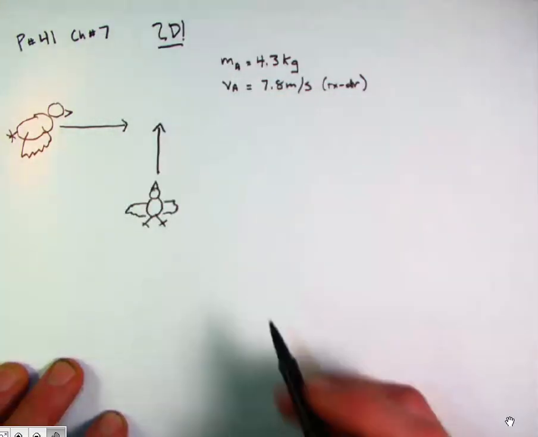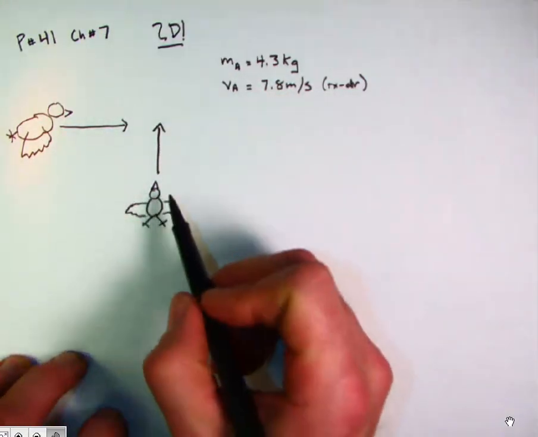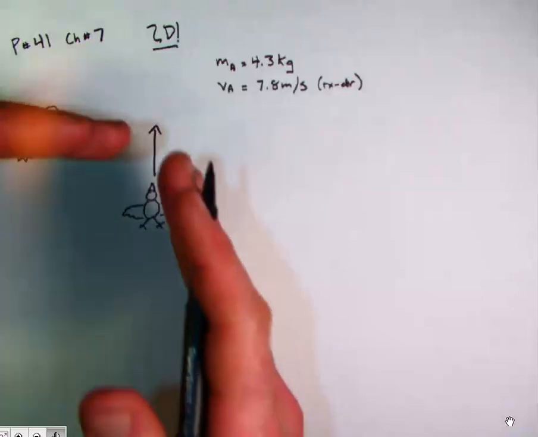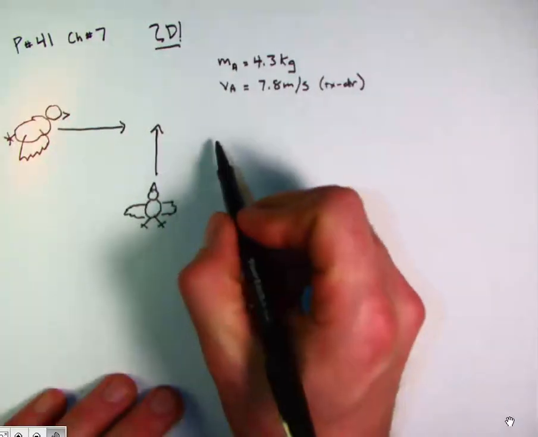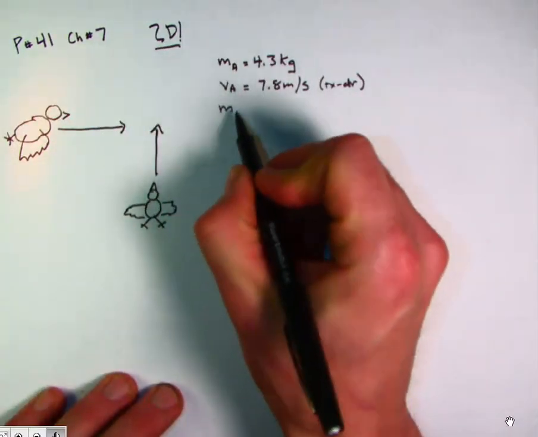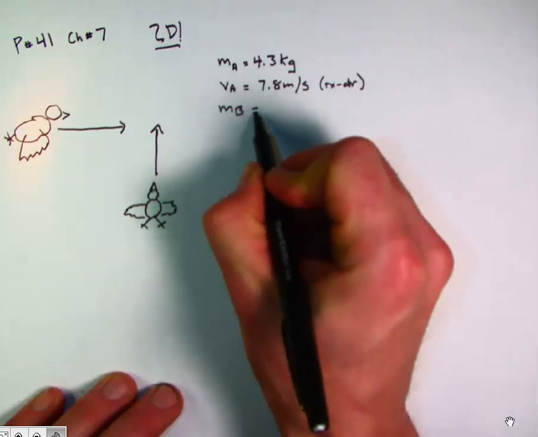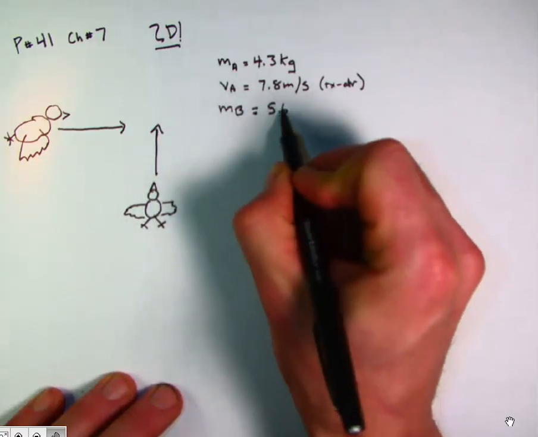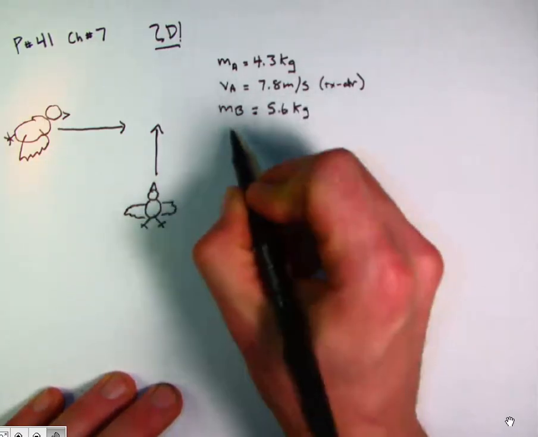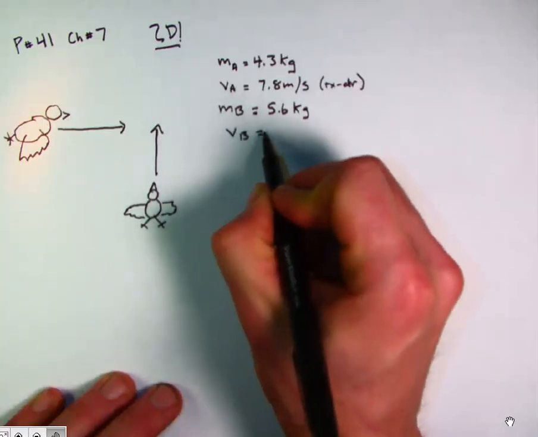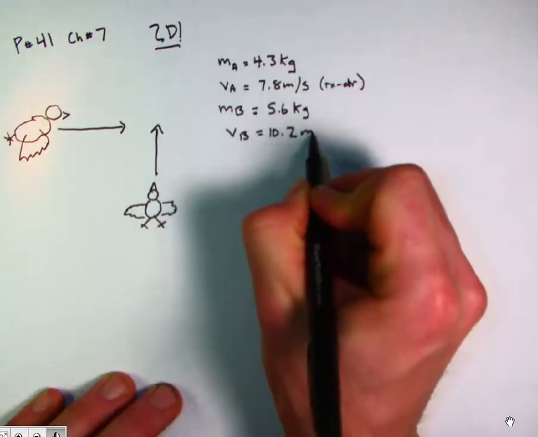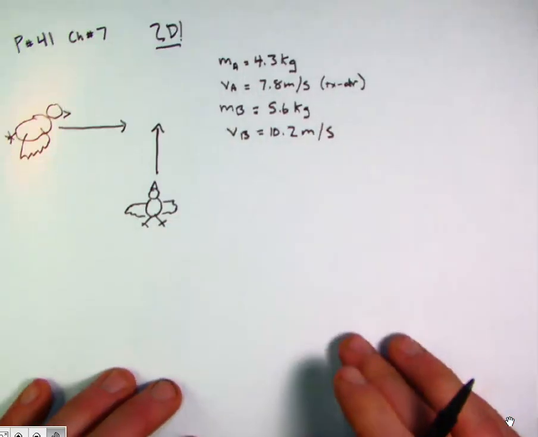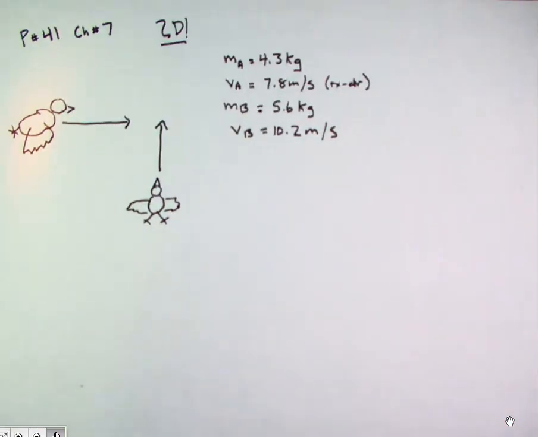Okay, so that eagle's going to be flying like that, and then they're going to collide. All right, and we're told that Eagle B has a mass of 5.6 kilograms and has a speed of 10.2 meters per second. And the question is, after they stick together, how fast are they going and in what direction are they going?